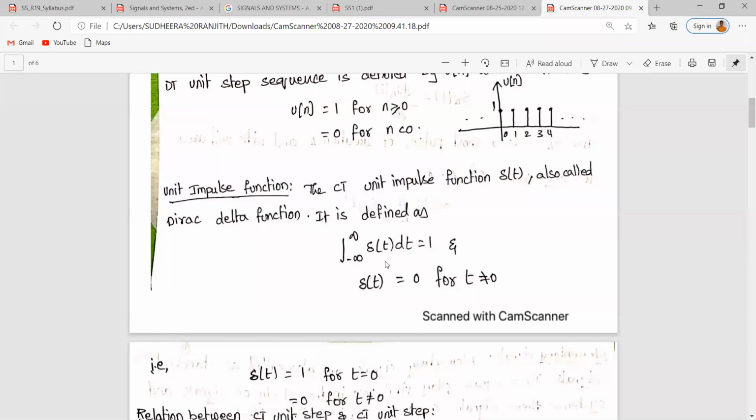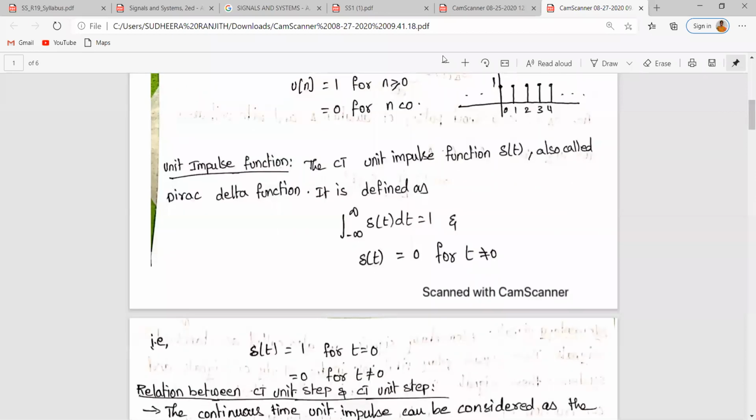And it can be defined as delta of t is equal to 0 for t not equal to 0. Or in simple terms, delta of t is defined only at t equal to 0, and it won't be defined for t not equal to 0. Sorry, I have forgotten to draw delta of t here. So this is how delta of t looks like.